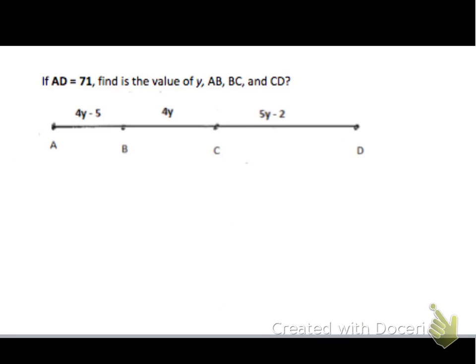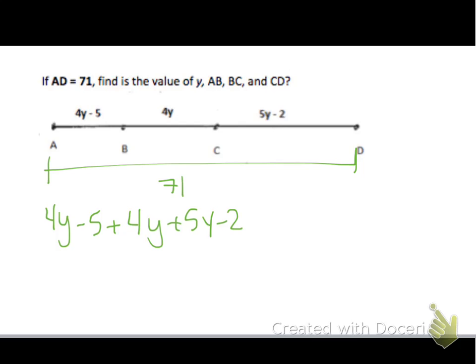So if AD equals 71, find the value of y, AB, BC, and CD. So this whole thing here is 71. Okay, remember, all of these small angles or small lengths, line segments, I could add together and set it equal to my big one. Just like if I had two small angles, I could add them together and set it equal to my big one by the line segment. So I got 4y minus 5 plus 4y plus 5y minus 2 equals my big one.